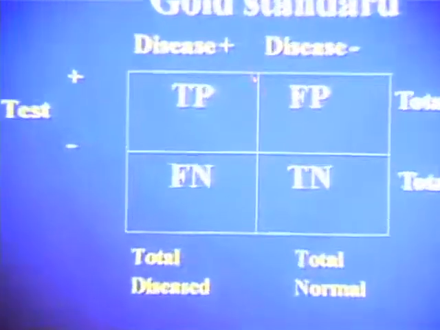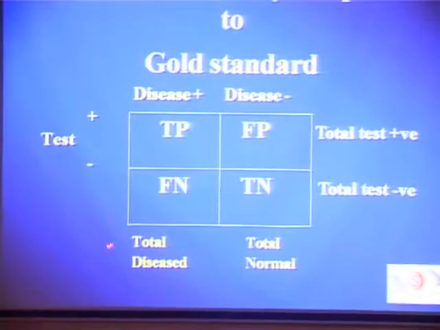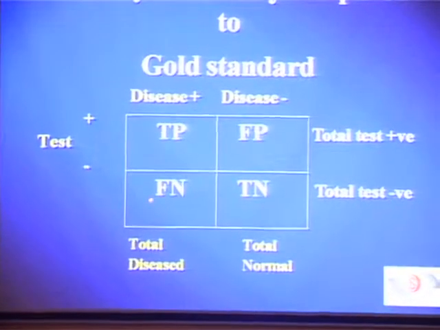Positive means positive on the gold standard, and this is the new test. When both are positive, it is called true positive. When the disease is there but the test misses it and is negative, it is called false negative. And sensitivity is determined as true positive divided by true positive plus false negative.